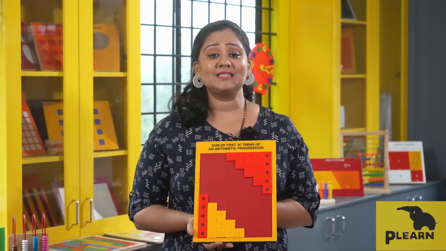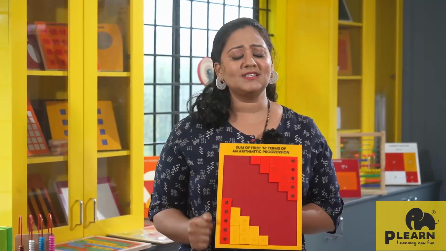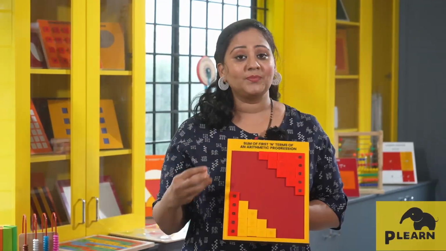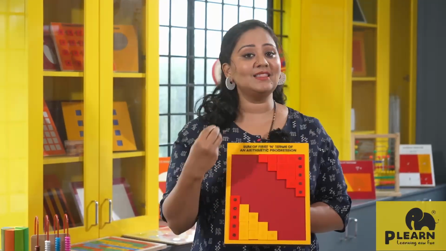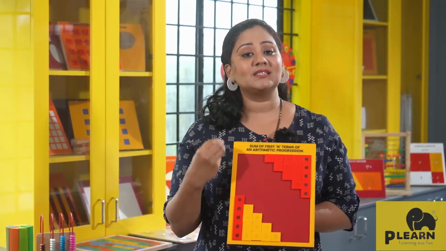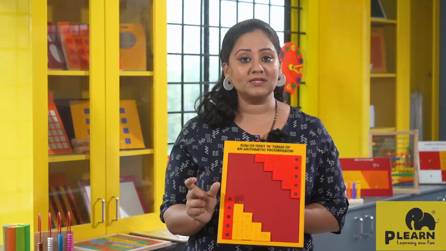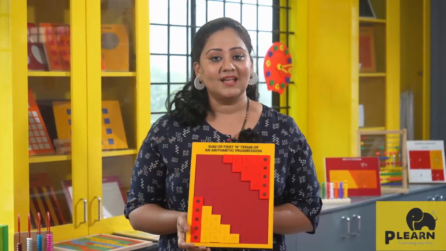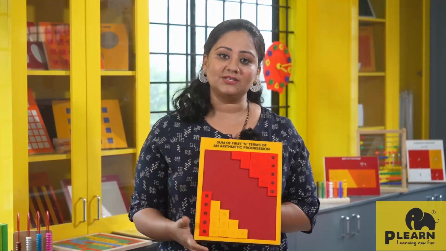So first, let's understand the concept of arithmetic progression. What is an arithmetic progression? It is a series of numbers in which the difference between the succeeding and the preceding numbers is the same throughout the series. It is known as the common difference and is represented with the letter small d. Now let's first look at how we can create this arithmetic series.